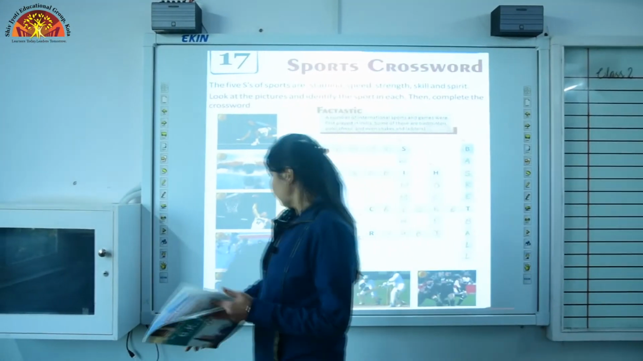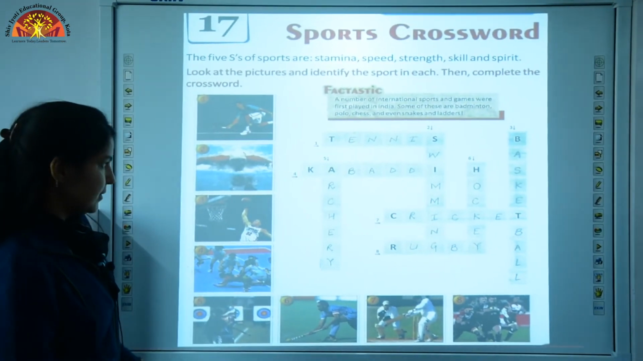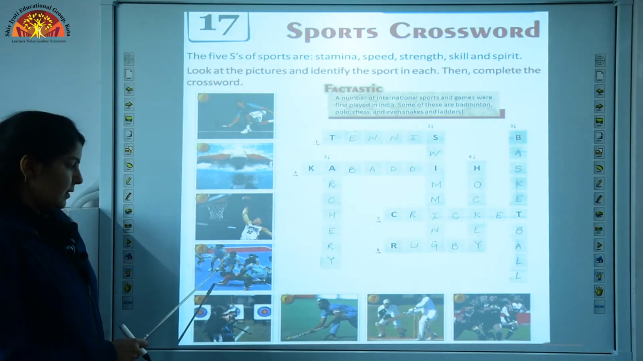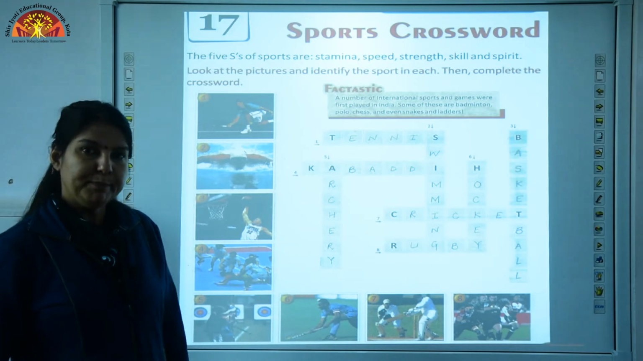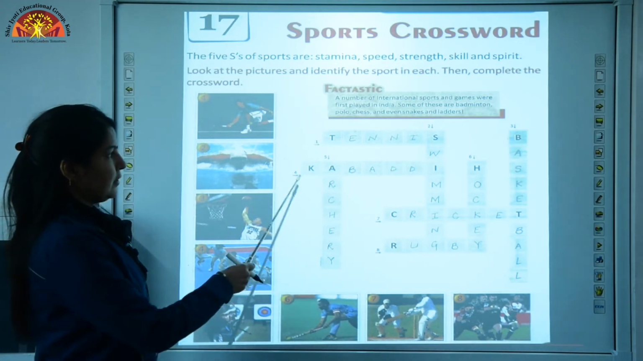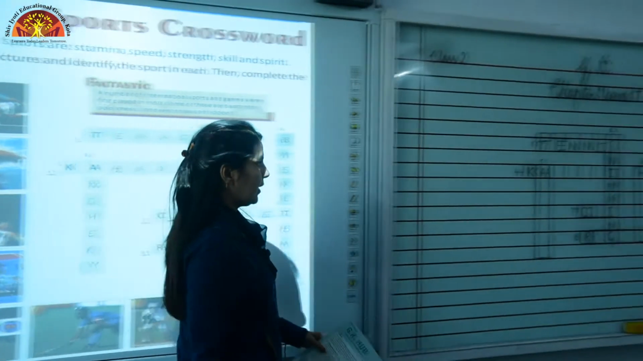Now the next sport is number 4. This is kabaddi. Which game is this? This is kabaddi. There are 2 teams and each team has 7 players. Now we will write the spelling of kabaddi on number 4. So let's move on the board. Now we will write it.